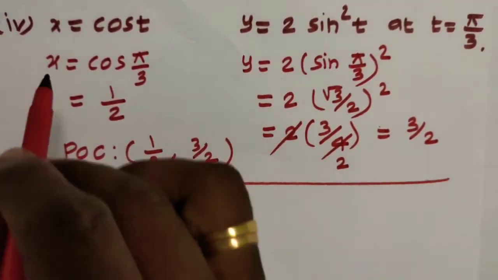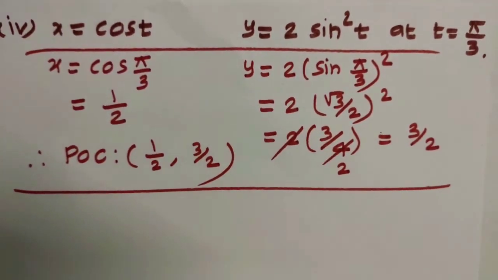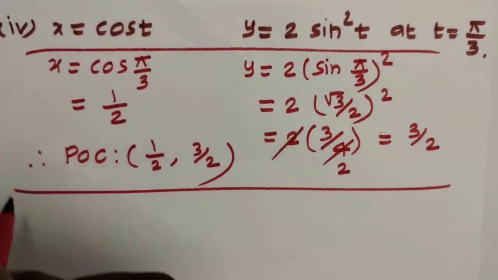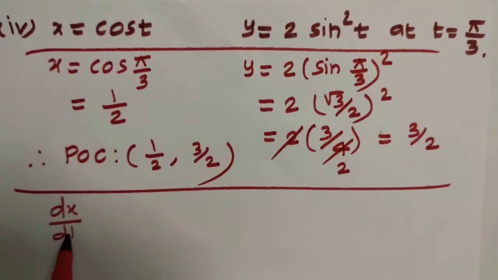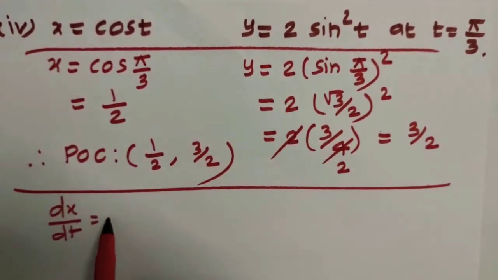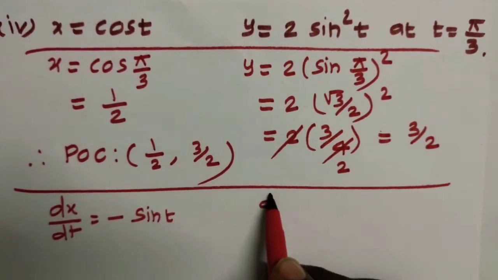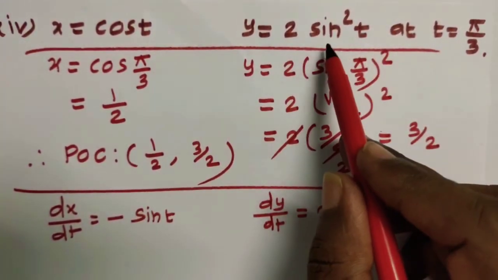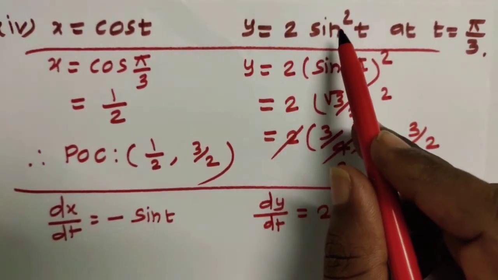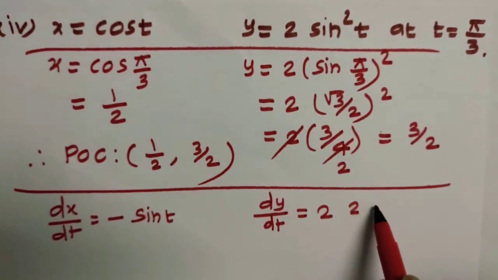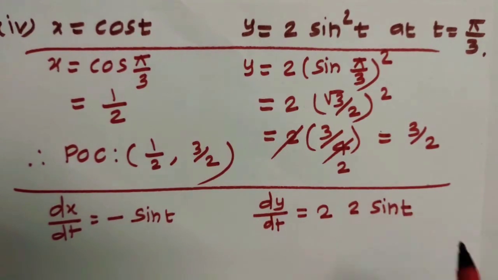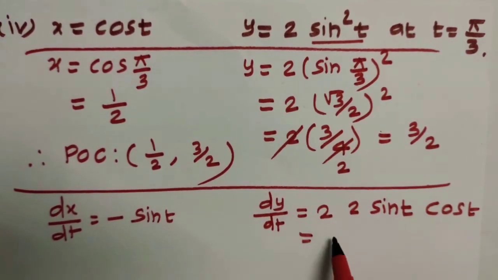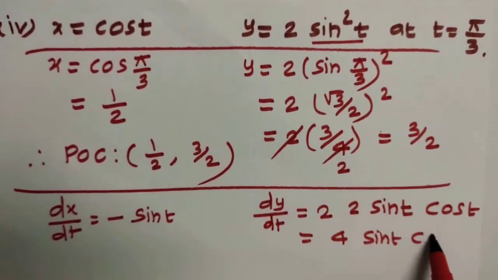1 by 2 comma 3 by 2. Next one, to find slope of the tangent and normal, but the function is in terms of t, so differentiate with respect to t. dx divided by dt is equal to differentiation of cos t, which is minus sin t. And next one, dy divided by dt is equal to 2 is constant, sin square t is of the form x power n, so differentiate, n x power n minus 1, that's why 2 into 2 sin t to the power 2 minus 1, 1. After that, differentiation of sin t is cos t, which is equal to 2 into 2, 4 sin t into cos t.